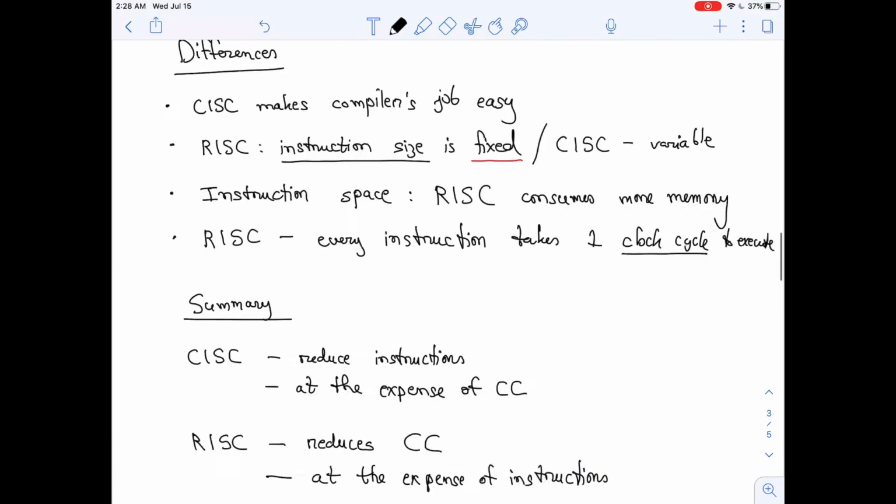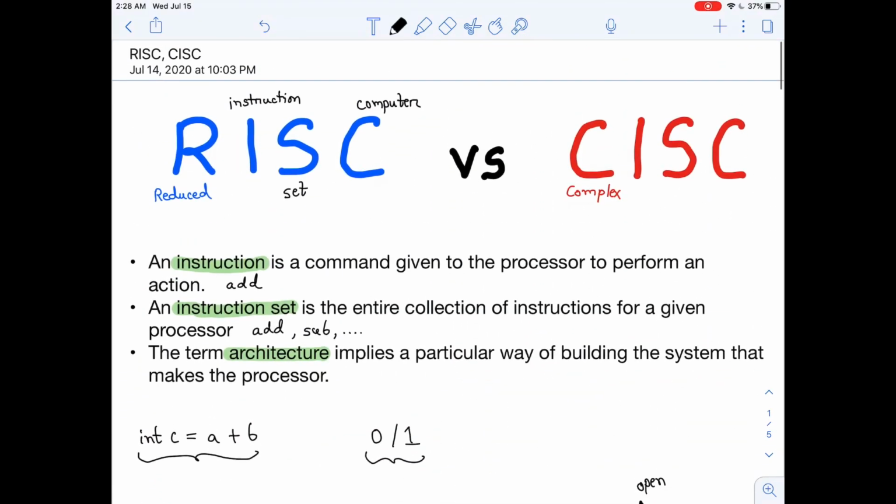So overall, this was a brief introduction to reduced instruction set computer and complex instruction set computer. In other words, RISC and CISC.